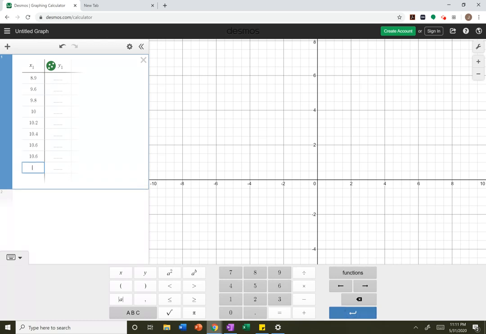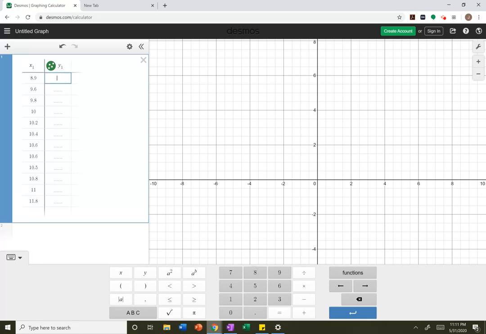Let me see if it's better if I use my stylus. 10.5, 10.8, 11.0, and 11.8. That was just half the data. We've got another half to go.